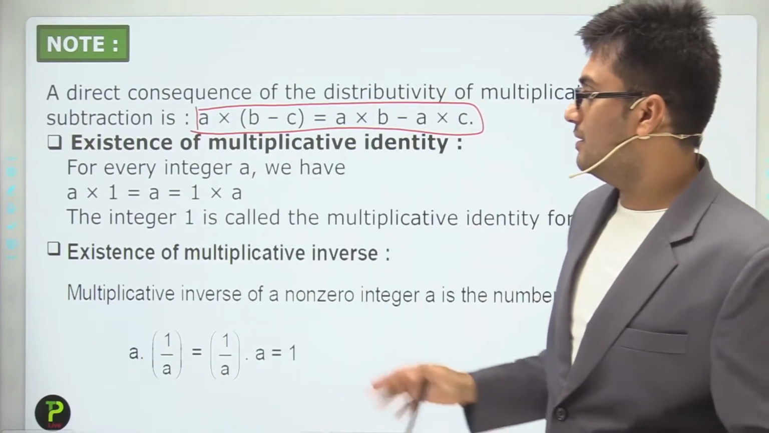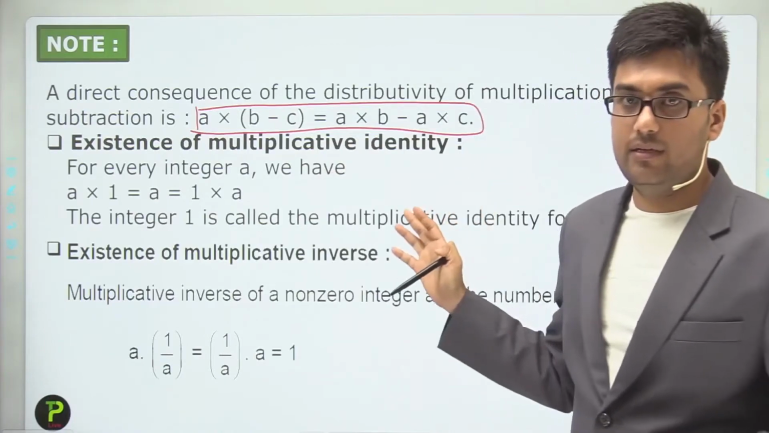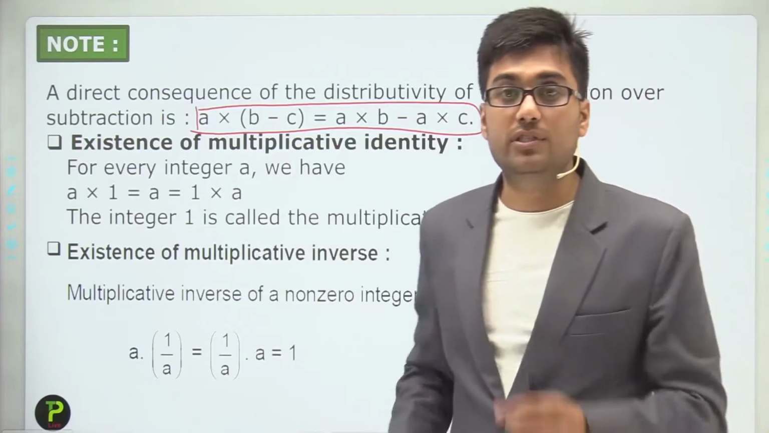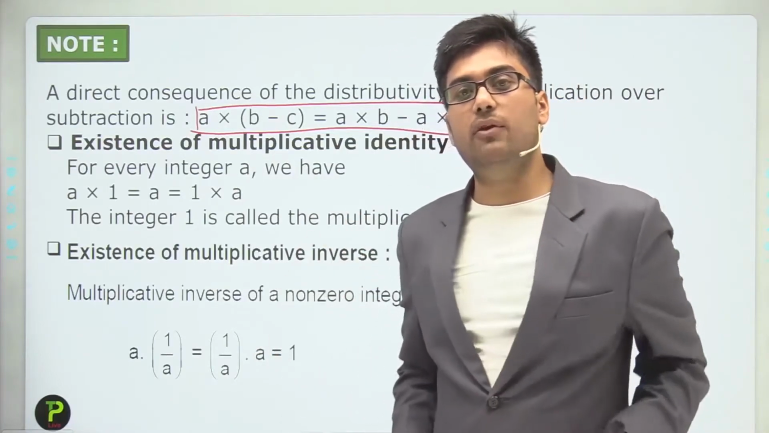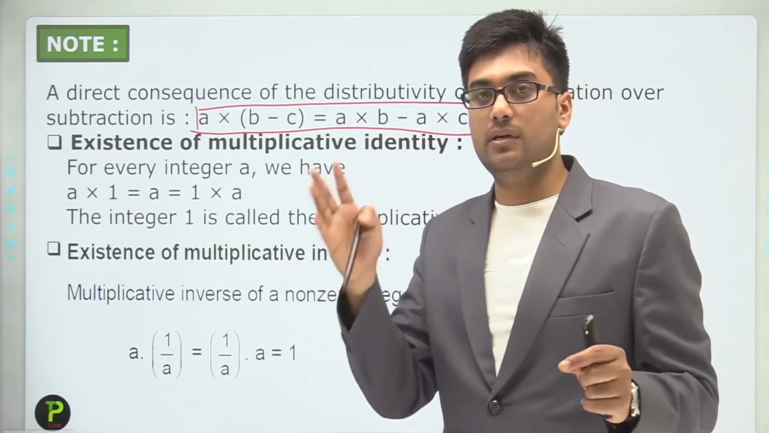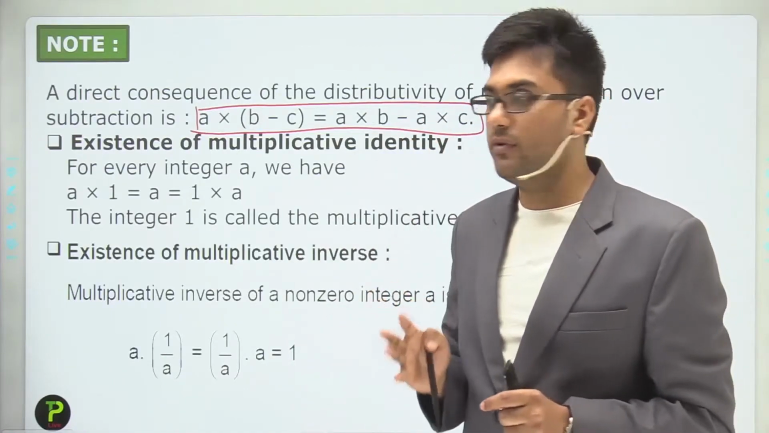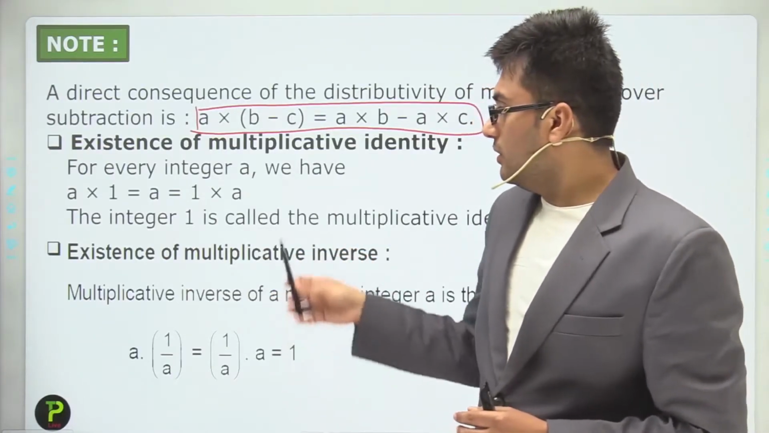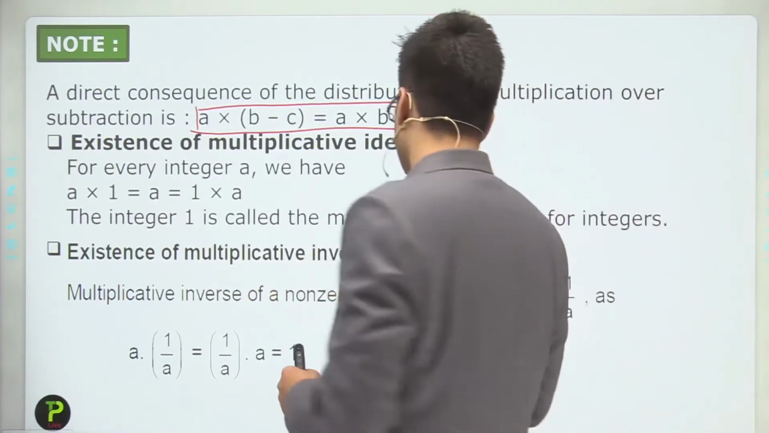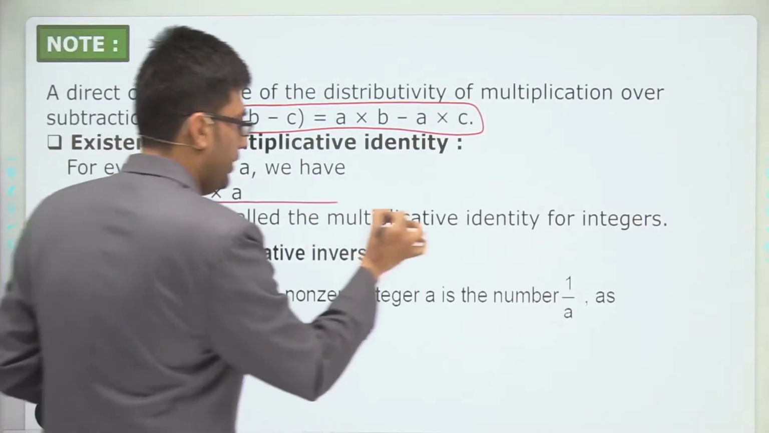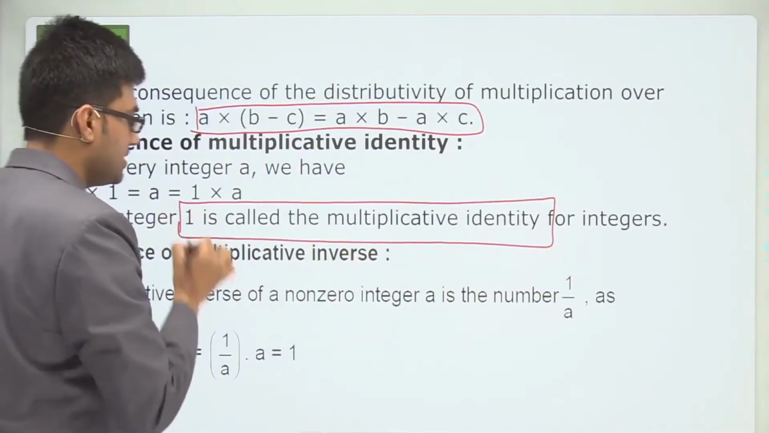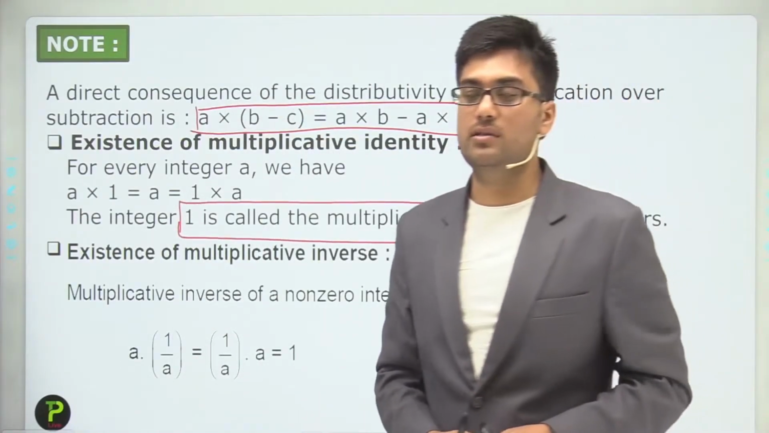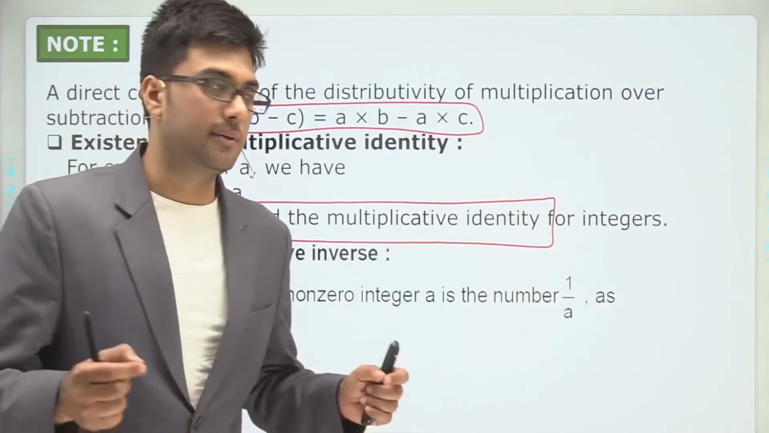Now let's discuss the multiplicative identity. For any integer a, we have a multiplied by 1 is equal to a. When we multiply 1 by any integer, we get the same integer itself. So a multiplied by 1 is 1 multiplied by a. The integer 1 is called the multiplicative identity. This is a very important point. In objective examinations, it is directly asked what the multiplicative identity is. So 1 is the multiplicative identity.